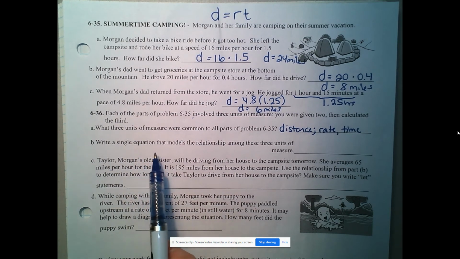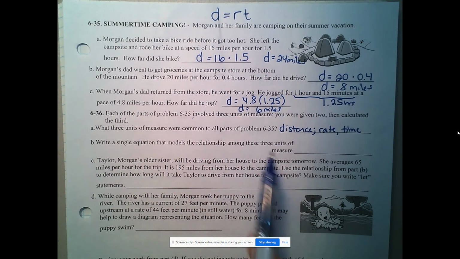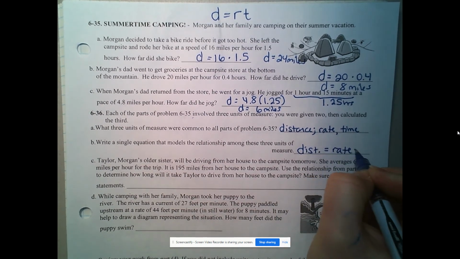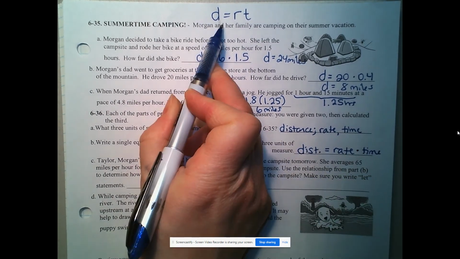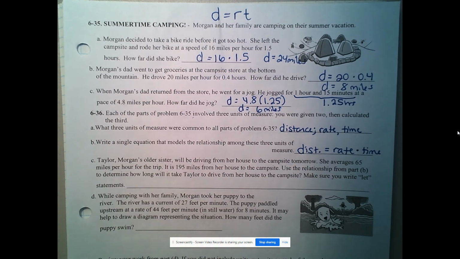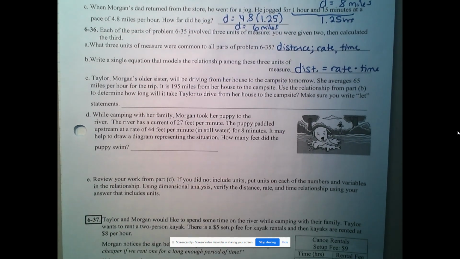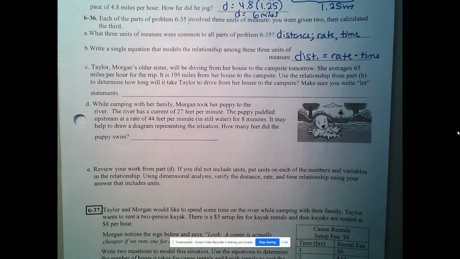Write a single equation that models the relationship among these three units. It is distance equals rate times time. And you'll notice up at the top, I have D equals RT, and that's how most people remember it. Part C: Taylor, Morgan's older sister, will be driving from her house to the campsite tomorrow. She averages 65 miles per hour for the trip. It is 195 miles from her house to the campsite. Use the relationship from part B to determine how long it will take Taylor to drive from her house to the campsite, and don't forget to write your let statement.